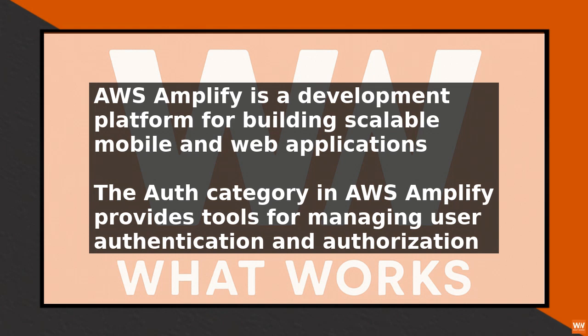First, let's start with the basics. To get started with AWS Amplify Auth, you need to install the Amplify CLI and configure it with your AWS account. Once you have the CLI set up, you can initialize Amplify in your project and add the Auth category.